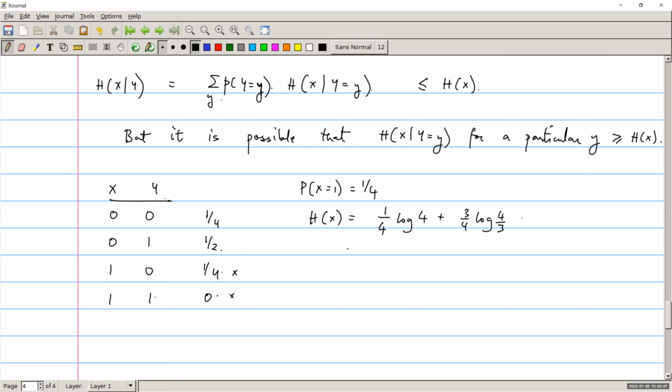Okay, and this one is 1/4 log 4. So this is log 4 plus minus. Right, so 1/4.